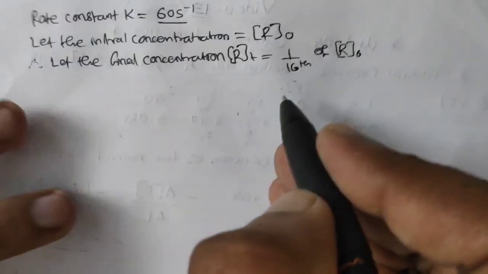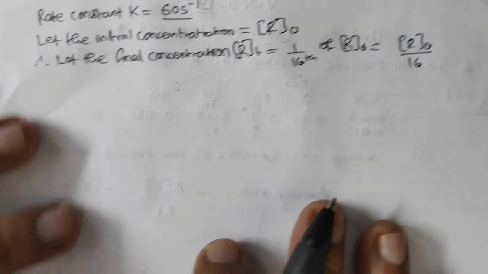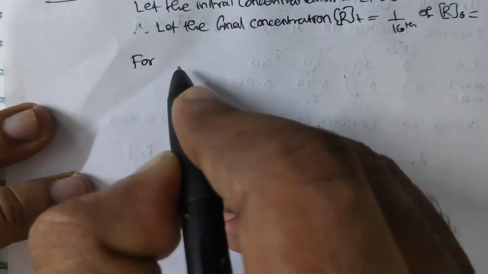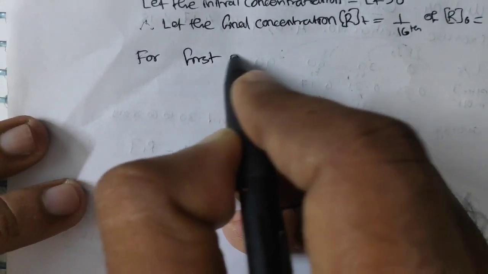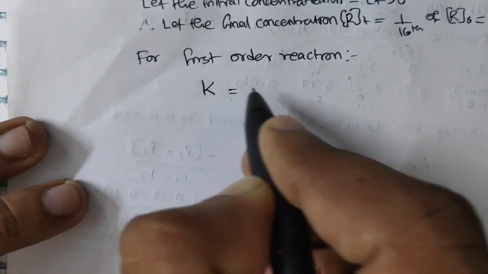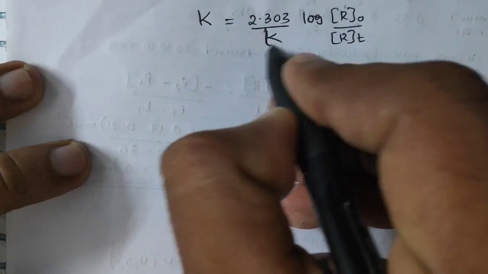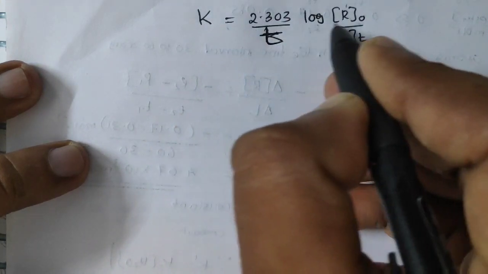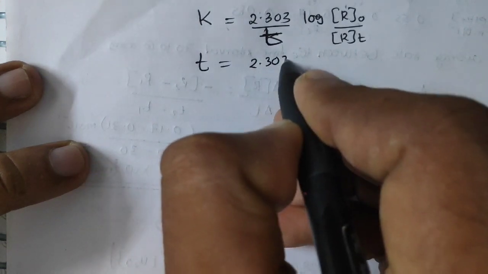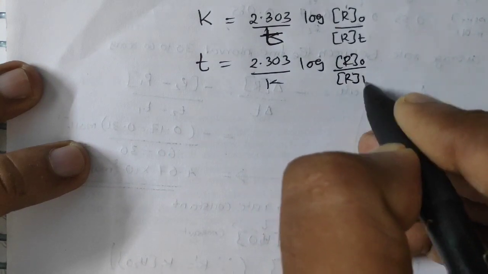Okay, so we got this, which can also be written as R0/16. Now as it is a first order reaction, K is equal to 2.303 by T log R0 by RT. Now we have to find out T. So T is equal to 2.303 by K log R0 by RT we can write.